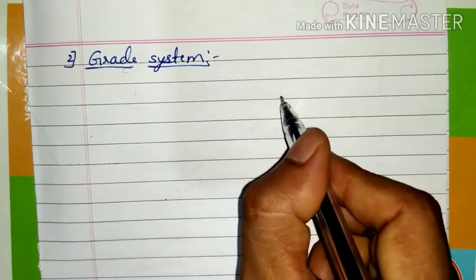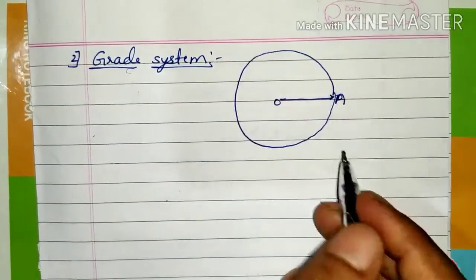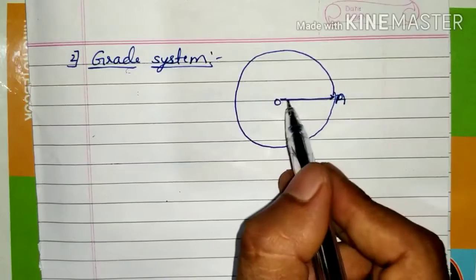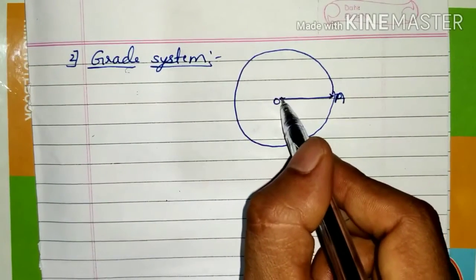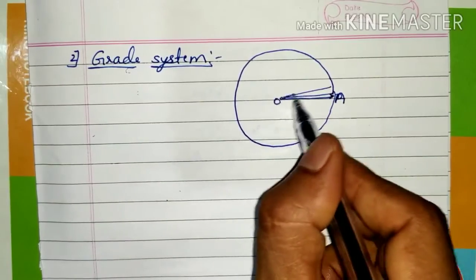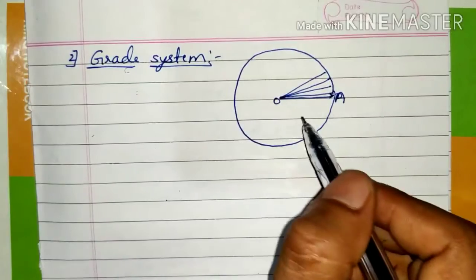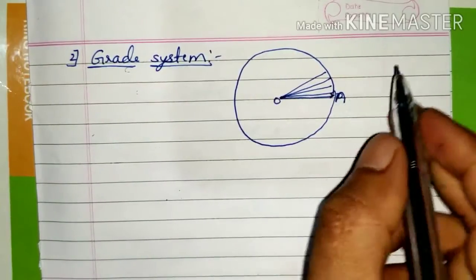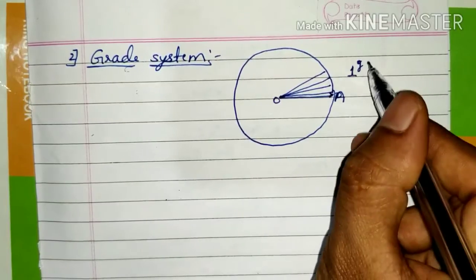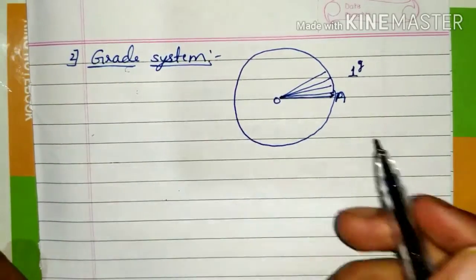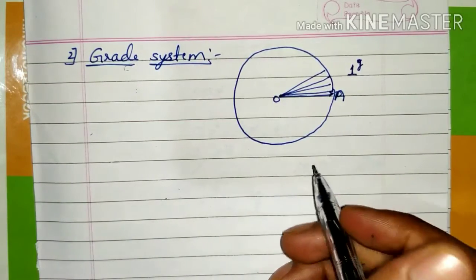In this system, the initial line OA, when it completes one rotation, is divided into 400 equal parts. In the last case it was 360, but in the grade system it is divided into 400 equal parts, and each equal part is called 1 grade. It is not that important. Important systems are degree system and radian system.